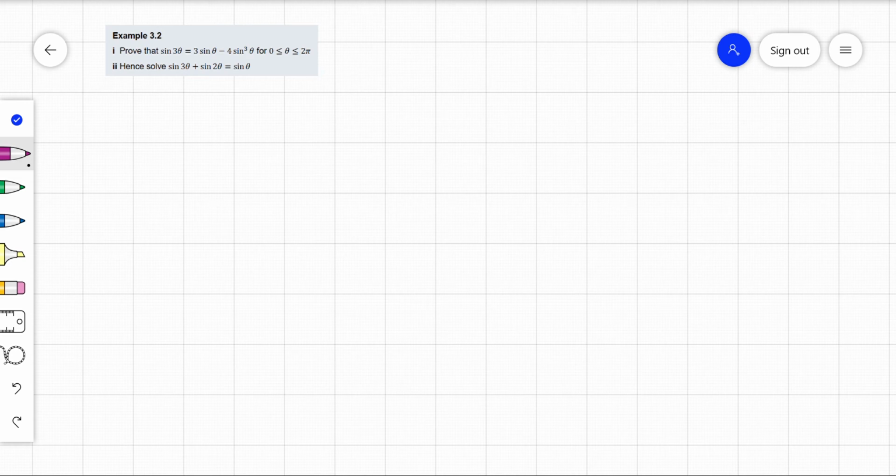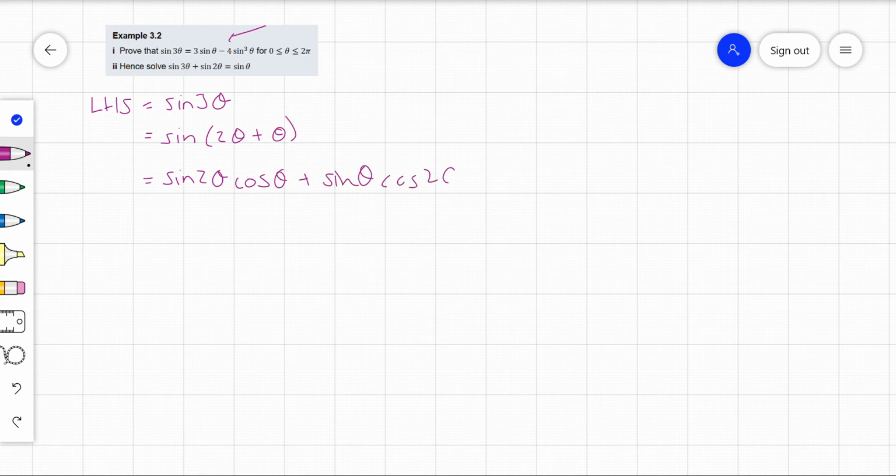Alright, this question uses a lot of identities. So if we look at sine 3 theta, the left-hand side of the equation, we can certainly break that up if we have a look at what we want. We want all single angles. So let's start by breaking it up into sine theta plus theta and expanding that. So we know that goes sine 2 theta cos theta plus sine theta cos 2 theta.